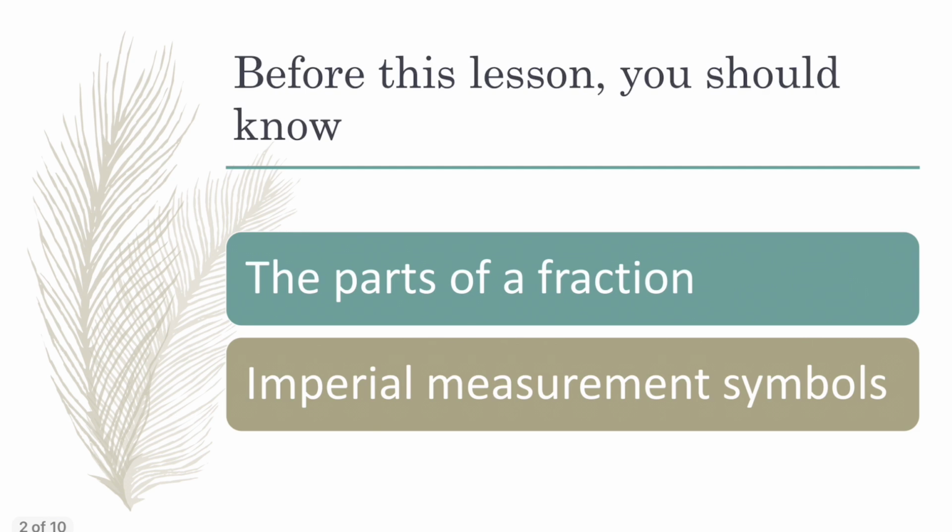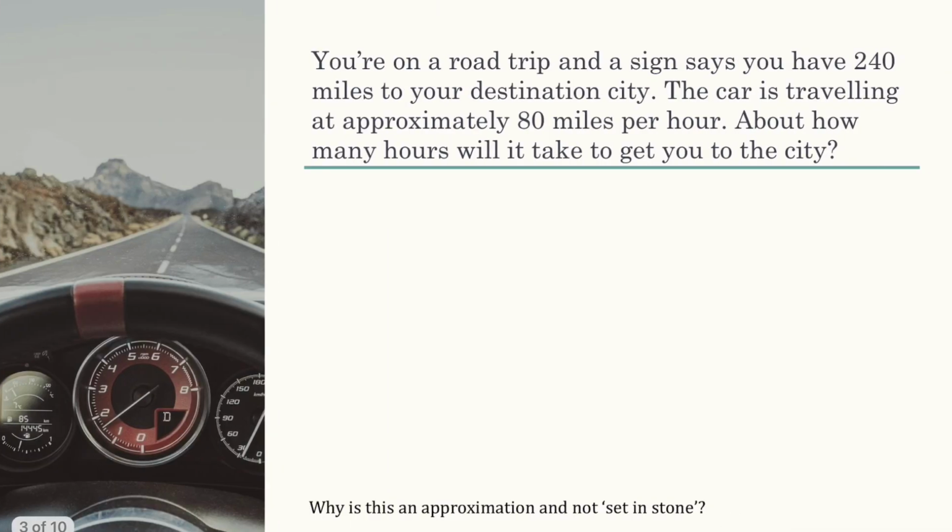This video is going to go over unit rates, where they come from and how they relate to ratios. Before we get started, you should know the parts of a fraction, like the numerator and the denominator. You should also know the imperial measurement symbols, because the metric system is pretty obvious, like kilogram is kg and gram is g. But imperial measurement symbols, I've never really understood why pound is lb. That drives me crazy, but whatever floats everyone's boat, right?